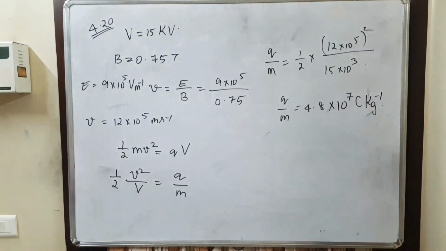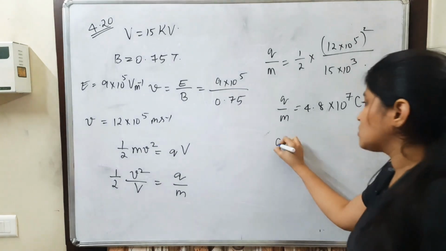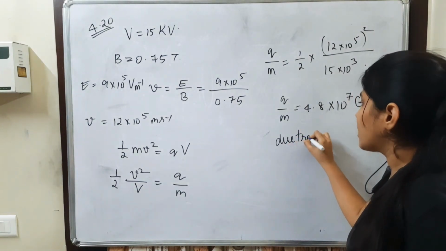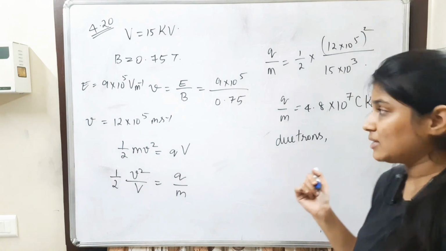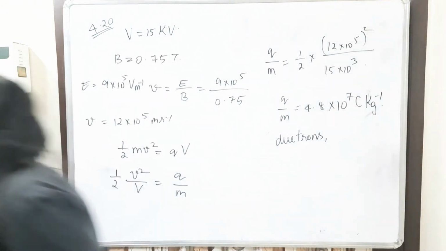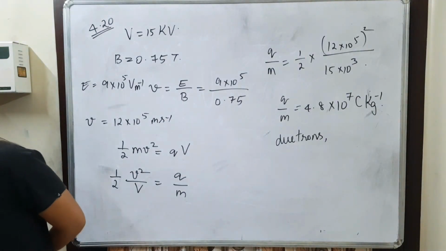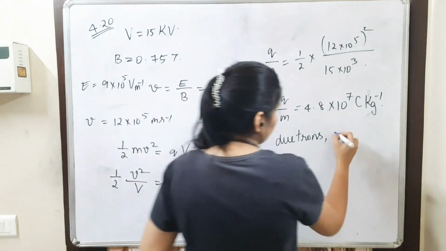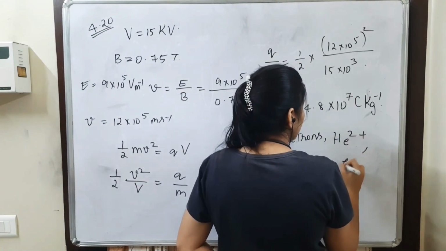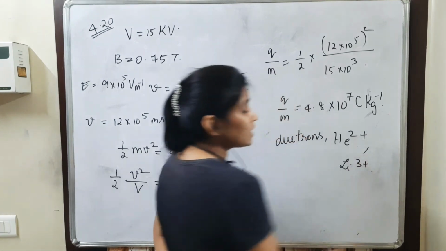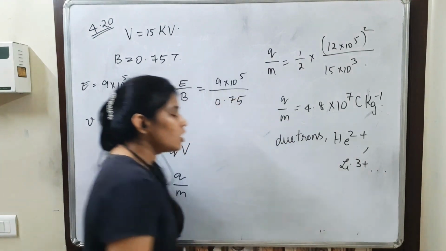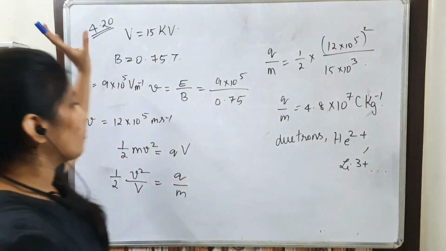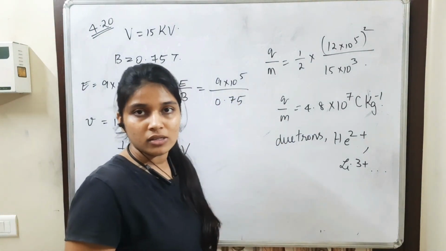Okay, now this charge by mass ratio is seen in deuterons. Okay, so the particle can be deuteron, but it is not the only particle which has this charge by mass ratio. So you have other particles which are helium 2 plus, lithium 3 plus, etc. Okay, so helium 2 plus, lithium 3 plus, all these particles also will have the same charge by mass ratio. Therefore, in this particular problem, it could have been any of these particles.